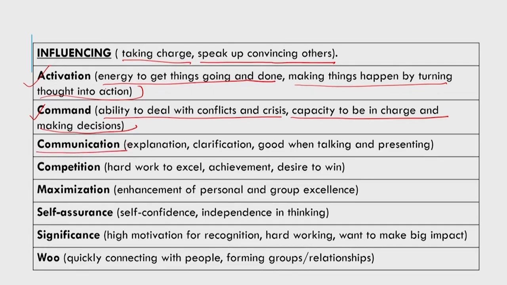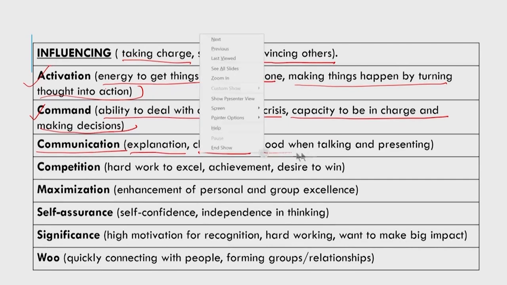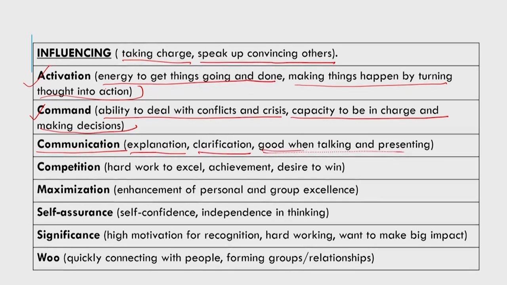Communication is another strength associated with influencing people, because it is communication that can influence people. So, it is about explanation, clarification, being good when talking and presenting. There is a clarity about your communication, there is a proper explanation you are able to give. You are very good in terms of talking and giving presentations. So, these are abilities related to communication, which is connected to influencing.